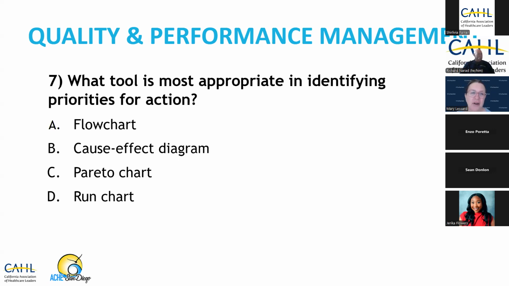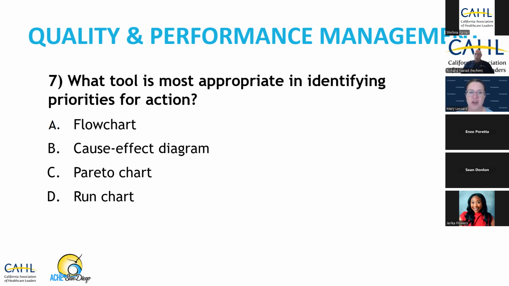So, identifying priorities: a flow chart, cause and effect diagram, Pareto chart, or a run chart. I'm going to eliminate cause and effect diagram. That may be something where you're going to use that to develop or identify your root cause of the problem for your process improvement. I don't think it's going to identify the priorities for action.